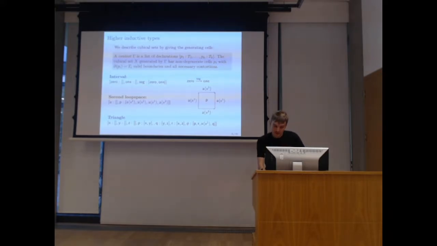So for instance, here we have an interval higher inductive type, which has 3 constructors: 0, 1, and a segment. So 0 has an empty boundary, which means it's just a point. 1 has an empty boundary, which means it's just a point as well. And then the segment is a 1-path, because it has 2 boundary cells, namely 0 and 1. And we can depict this as seg is just a path from 0 to 1.